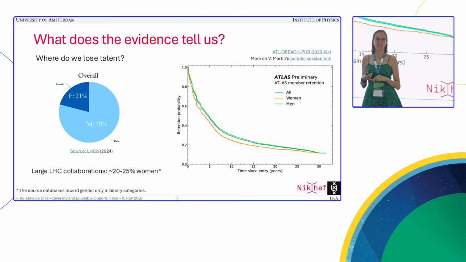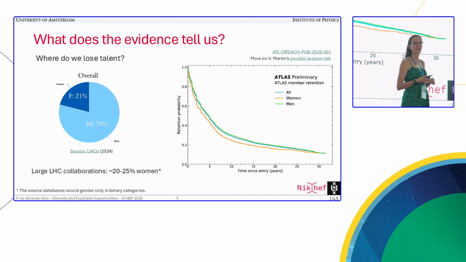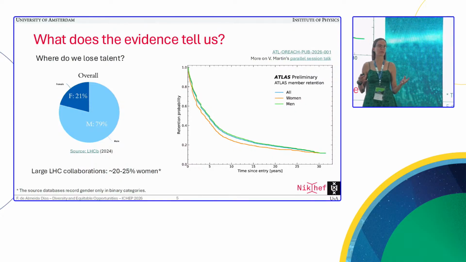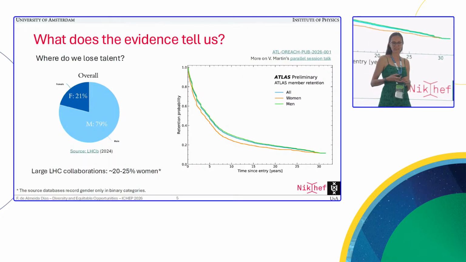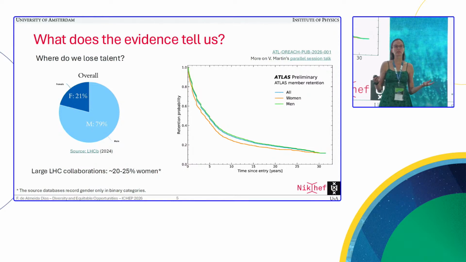Currently, for the large LHC collaborations, we have between 20 and 25% women. And in this case, women is defined in the binary way because this is how gender is recorded in our database. And you can ask yourself, how do we lose this talent then?